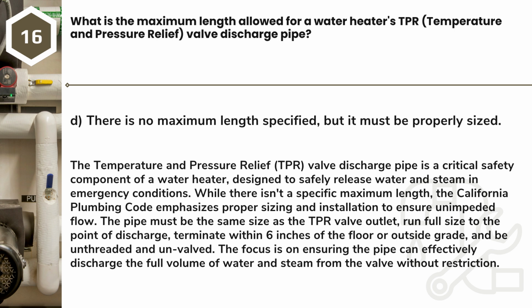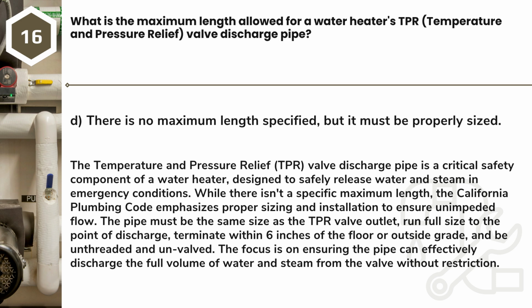The temperature and pressure relief, TPR, valve discharge pipe is a critical safety component of a water heater, designed to safely release water and steam in emergency conditions. While there isn't a specific maximum length, the California Plumbing Code emphasizes proper sizing and installation to ensure unimpeded flow. The pipe must be the same size as the TPR valve outlet, run full size to the point of discharge, terminate within 6 inches of the floor or outside grade, and be unthreaded and unvalved. The focus is on ensuring the pipe can effectively discharge the full volume of water and steam from the valve without restriction.